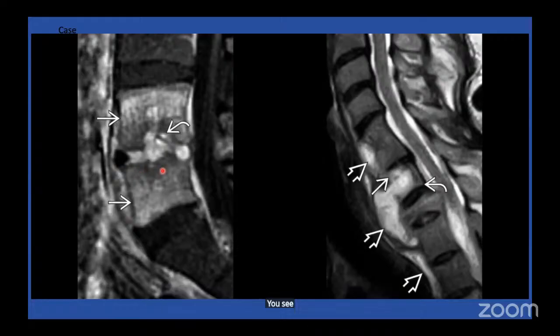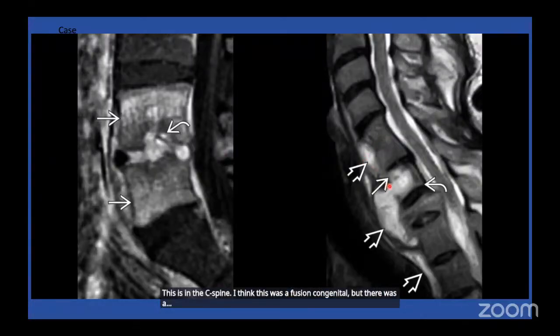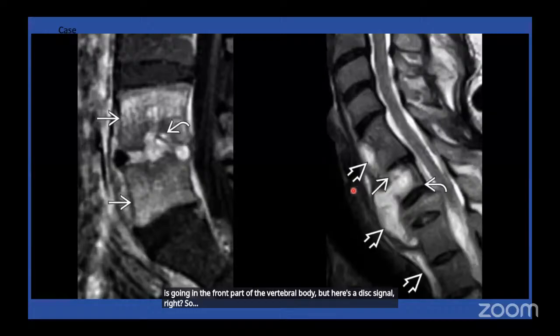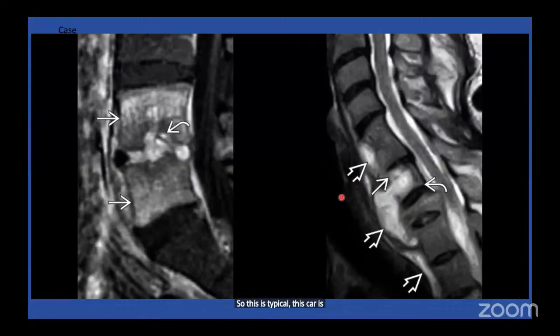You see the end plate irregularity here, there's end plate destruction. This is in the C spine. I think this was the fusion congenital, but there was a, as you said, there's a lot of fluid and the abnormal signal, right? And it's going in the front part of the vertebral body, but here is a disc signal, right? So this is typical discitis osteomyelitis you see, right? And most likely these are pyogenic.